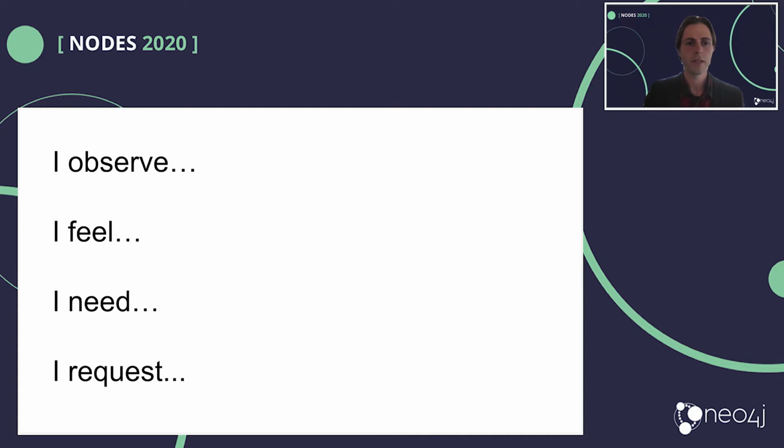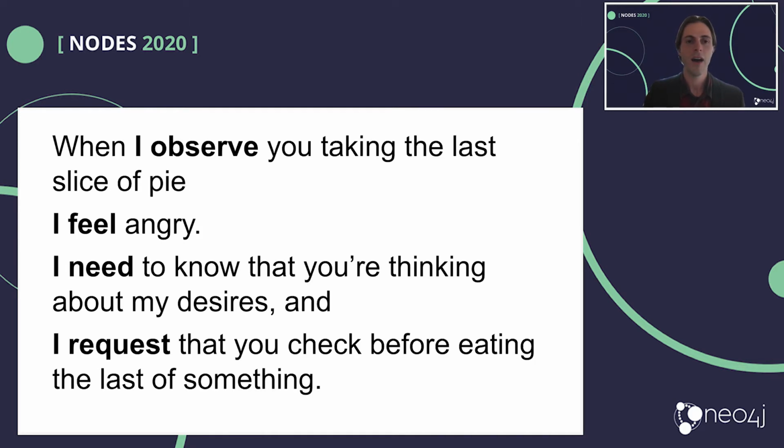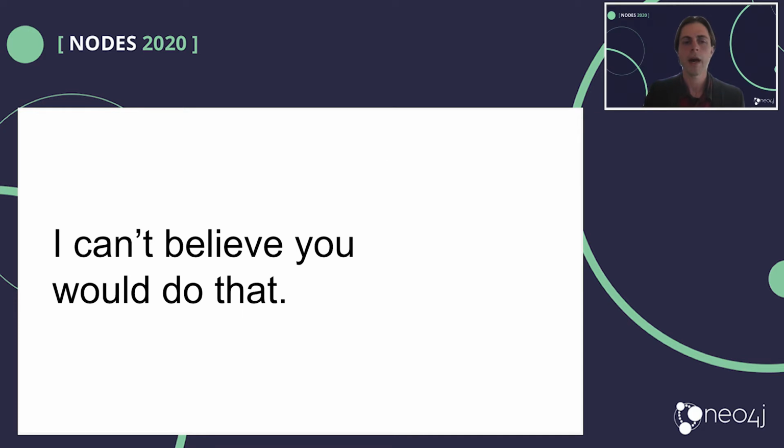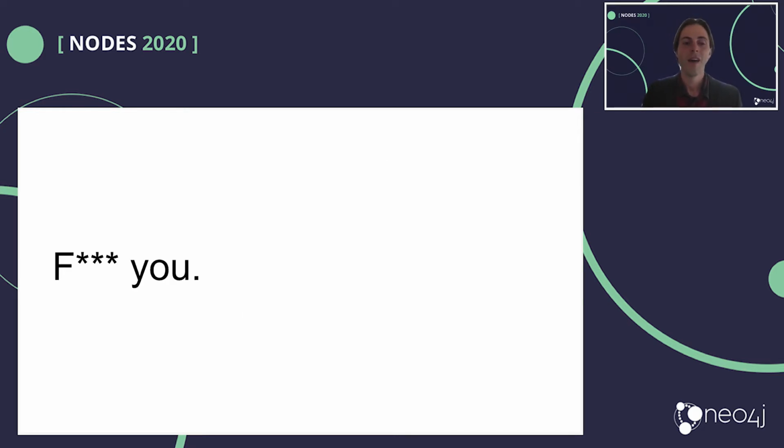An example of this, fairly convoluted, might be: when I observe you taking the last slice of pie, I feel angry because I need to know that you're thinking about my desires, and I request that you check with me before eating or taking the last of something. So this is a lot clearer, a lot easier to understand than something like, I can't believe you would do that, or the much more succinct but much less clear, F you. So nonviolent communication is not only a way of talking, it's a way of listening.